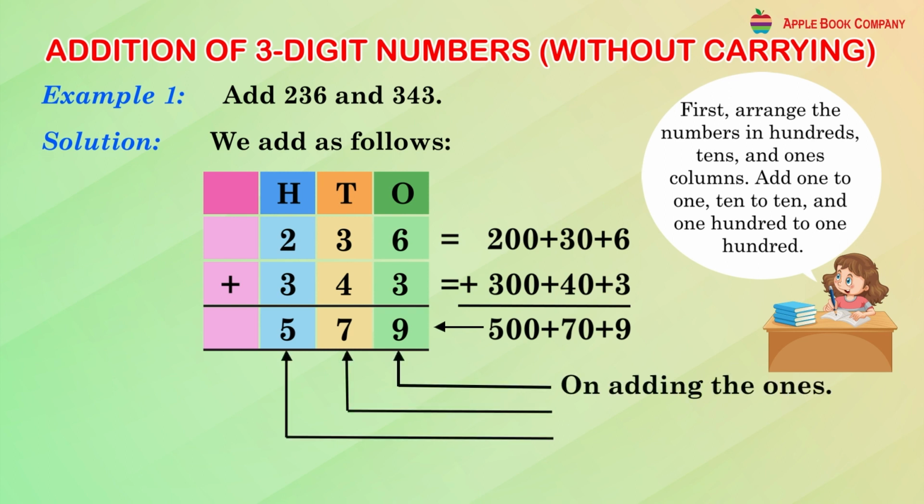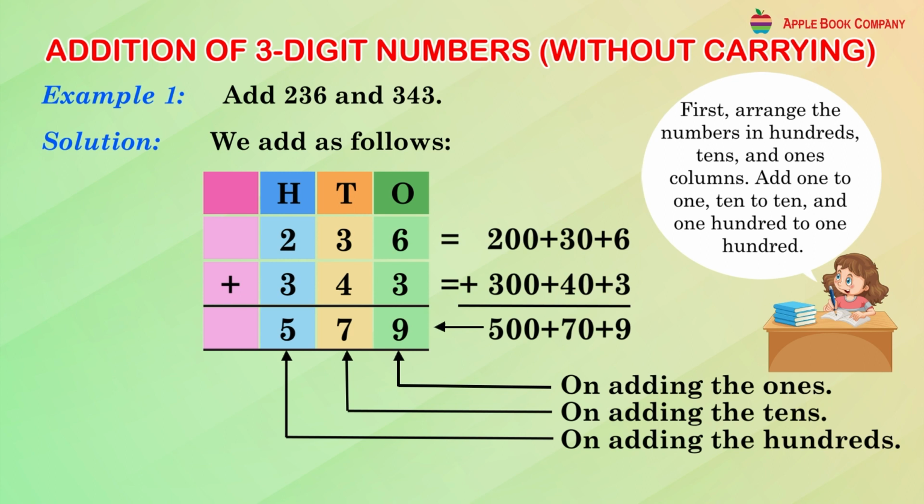On adding ones, which is 6 plus 3, we get 9. On adding the tens, which is 3 plus 4, we get 7. On adding the hundreds, we get 2 plus 3, which is 5. The total of 236 plus 343 is 579.